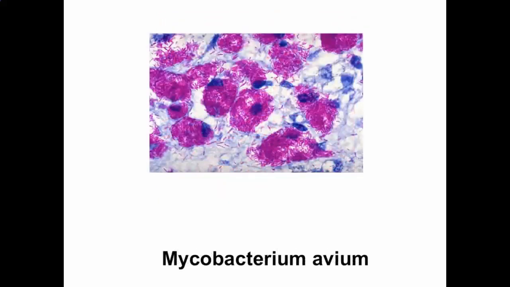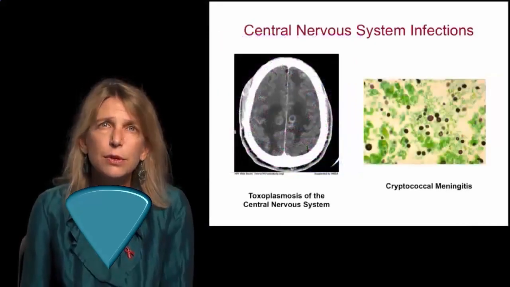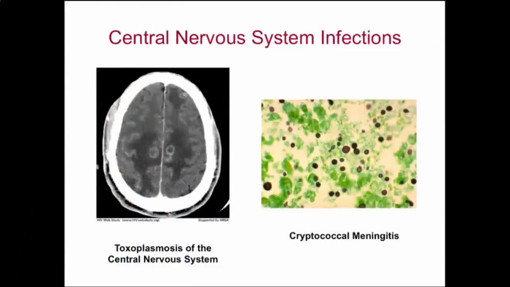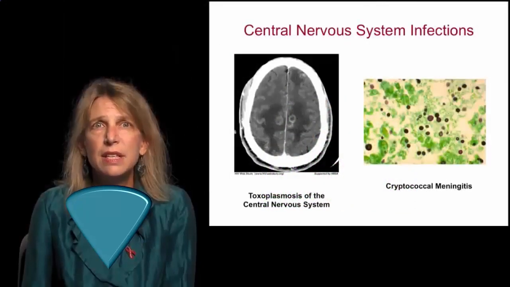Non-tuberculous mycobacterium, such as Mycobacterium avium, occur in patients with very low CD4 cell counts. These patients present with fever and weight loss, and their organs include massive infiltration of mycobacteria as shown here. Central nervous system infections are also common AIDS-causing conditions. Shown here is toxoplasmosis, a parasite of the central nervous system, which can present as seizures, headache, and shows ring-enhancing lesions on CT or MRI.